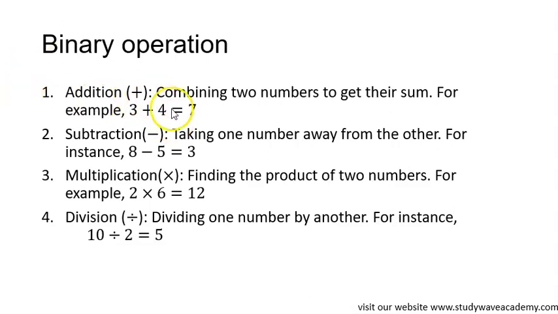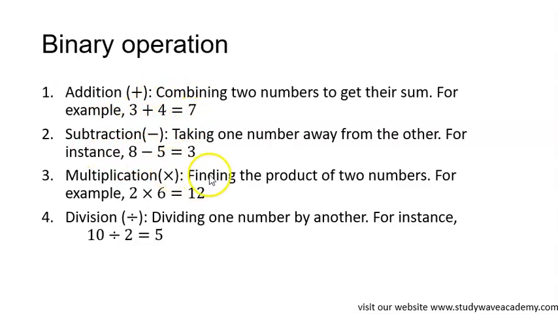We have addition, which is combining two numbers to get the sum. Remember, addition is adding two things to get a result. For example, 3 plus 4 is going to give you 7. You added 3 and 4, it will give you 7. So it's combining two numbers to get a sum.